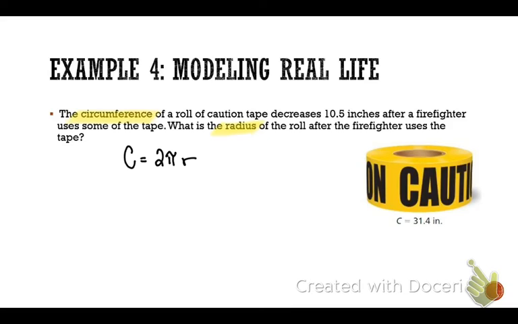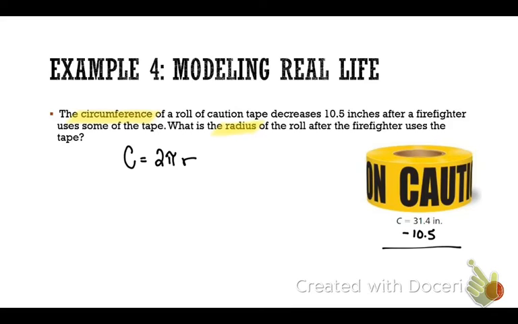But now the information that I'm given is a little different. What information does it give me here in my picture? Is that my circumference or my radius? It says C equals. That's my circumference, but that's before the firefighter used some. So how could I figure out how much is left after he used 10.5 inches? Subtract, right? 31.4 minus 10.5 will tell me how much of the circumference is left after he used it.